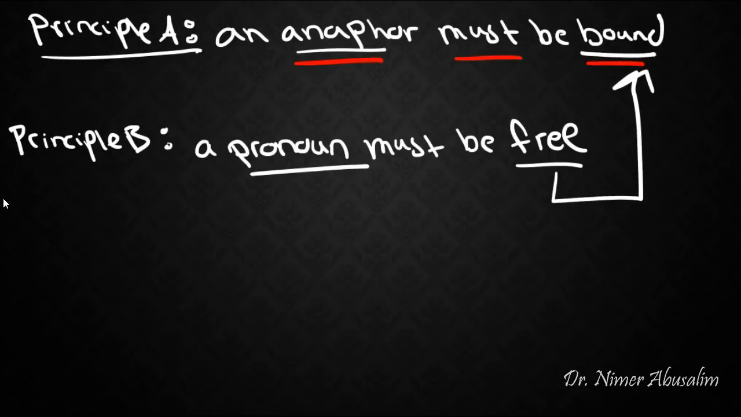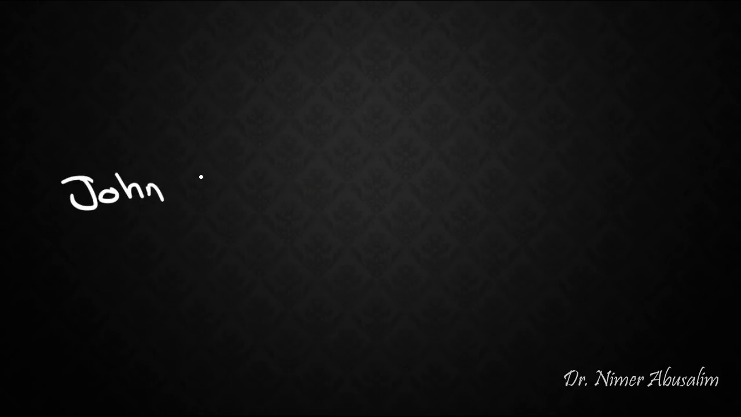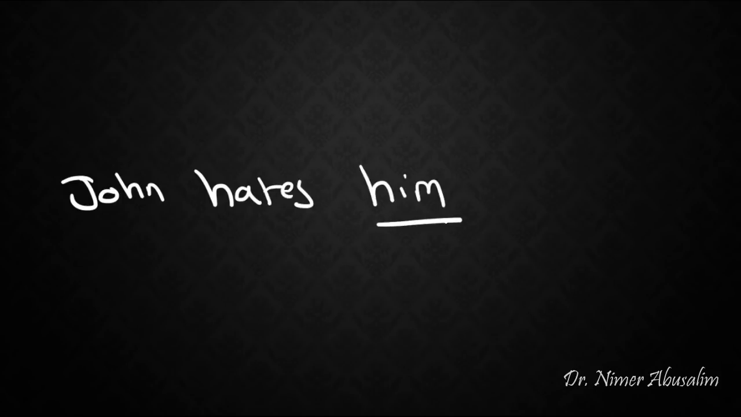Let's look at principle B. Now principle B suggests that a pronoun must be free. That means that nothing should bind a pronoun. In this sentence, John hates him. Him is a pronoun. That means it should follow principle B. That means it should be free. But there's only one interpretation that we can get in this sentence. Him here must not be John. Him could refer to Bob, but it cannot refer to John.